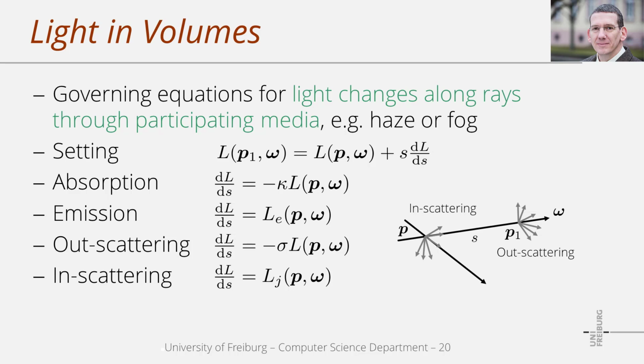And you can have in-scattering or out-scattering effects. Out-scattering means that light that has originally moved along the line changes its direction between p and p1. In-scattering means that light changes its direction from another path onto the line between p and p1.